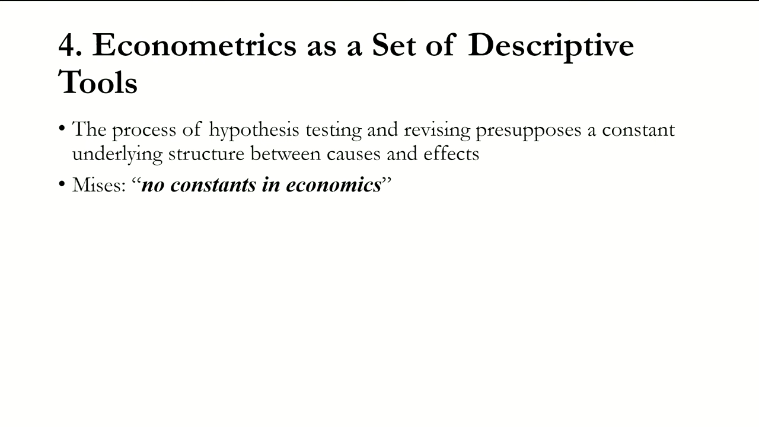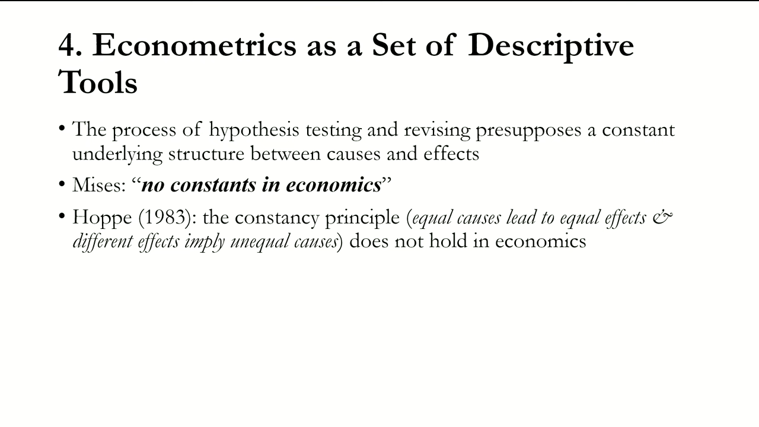And of course, Mises very famously said that there are no constants in economics. Yeah? And that's probably true. A very good justification for this claim was given by Hans Hermann Hoppe, whom I was very happy to find out was the mystery speaker of the first evening. So he addressed you on some of these elements already.